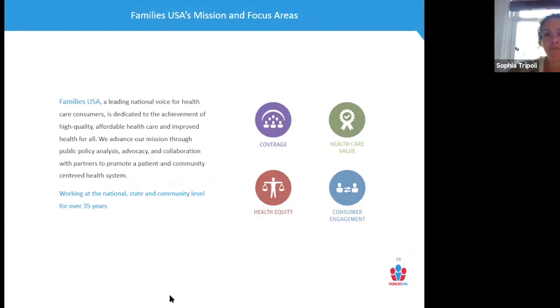Families USA is a nonpartisan consumer healthcare organization working to ensure that every living person across the country has access to affordable, equitable, high-quality healthcare and the good health that they deserve. We work at the national, state, and local level across 4 key areas, which you can see on the slide: health equity, healthcare value, healthcare coverage, and the consumer experience.